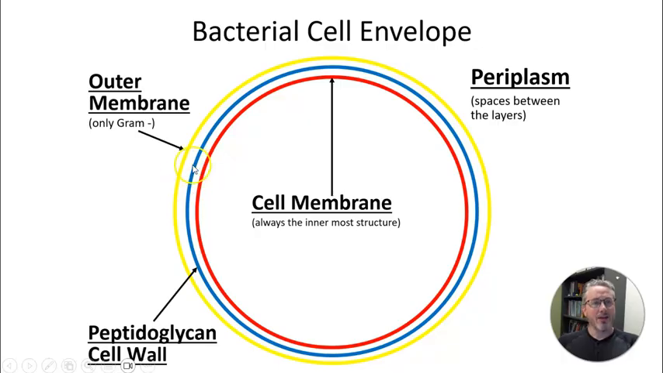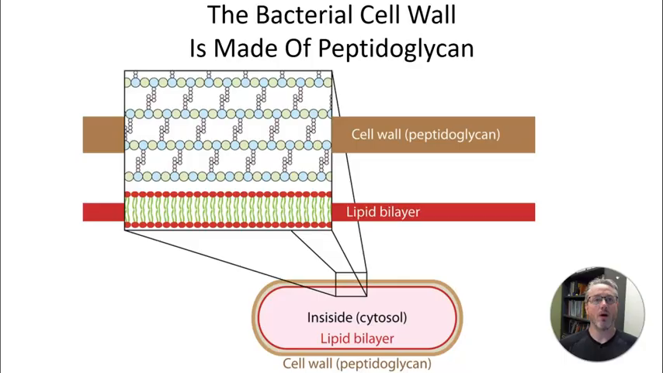As we're learning about these structures, we want to think about the importance of the structure and how we could potentially use that structure as a target if we would like to harm a bacterial cell. So we know where the peptidoglycan cell wall is in terms of this bacterial cell envelope. And in addition, we know what the bacterial cell wall is made out of. It's made out of this chemical we call peptidoglycan.